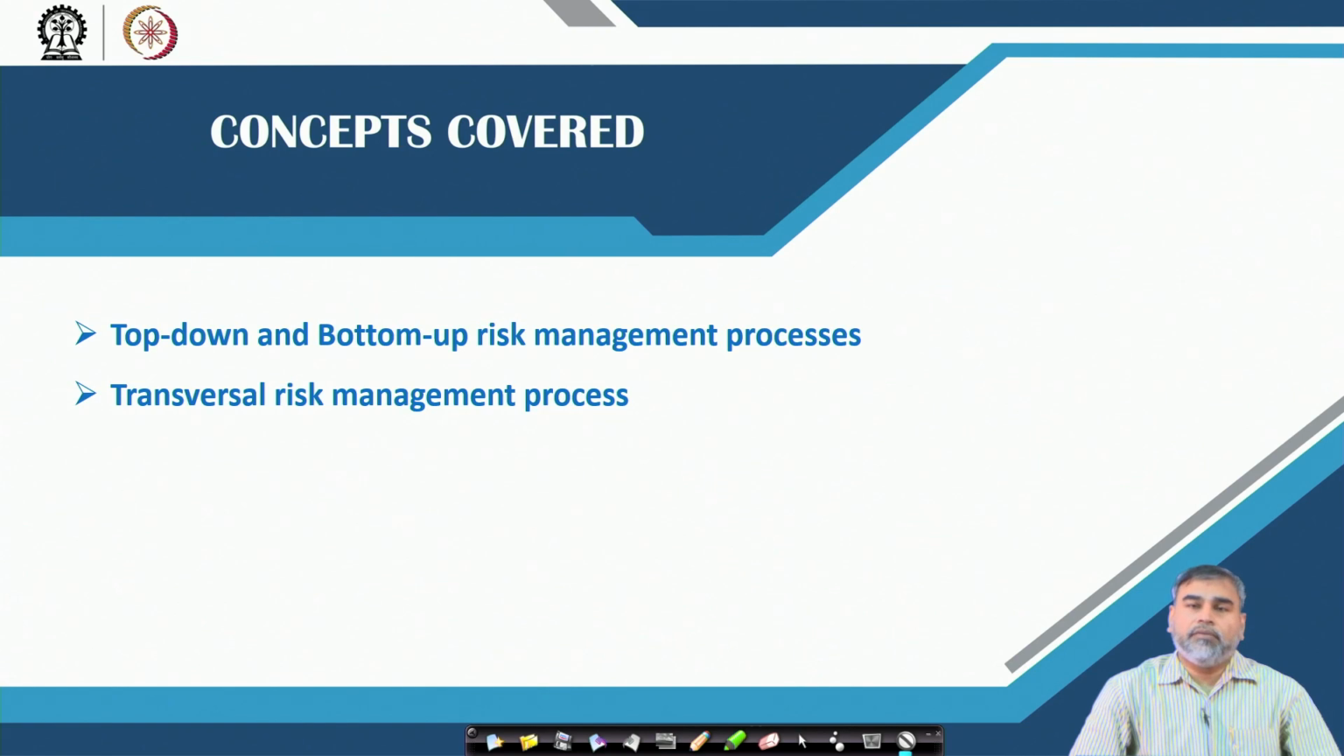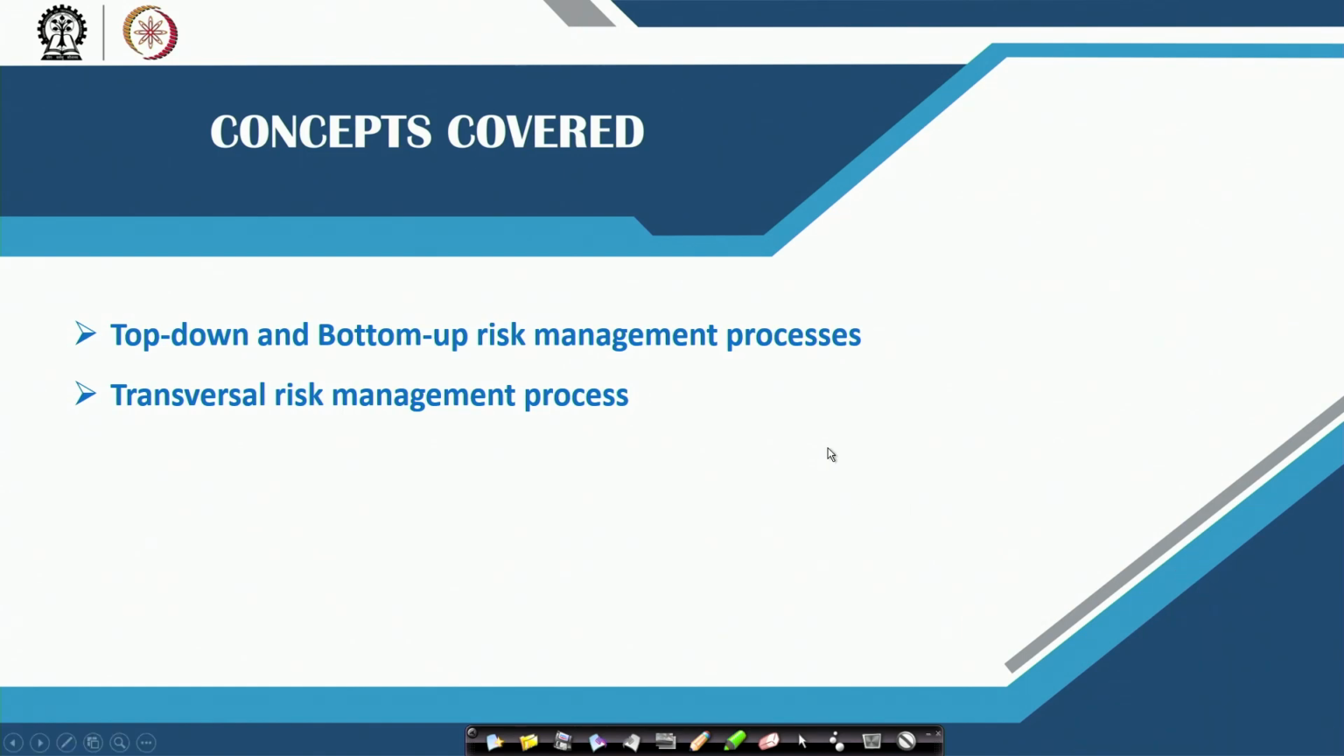Whenever we talk about the vertical risk management process, we generally look at the top down and bottom up risk management process, and whenever we talk about the horizontal risk management process, we have the transversal risk management process. So, these are the two major processes which work in the banking system to manage the risk as a whole. Today's discussion will cover these two major aspects of the risk management system in a commercial bank.